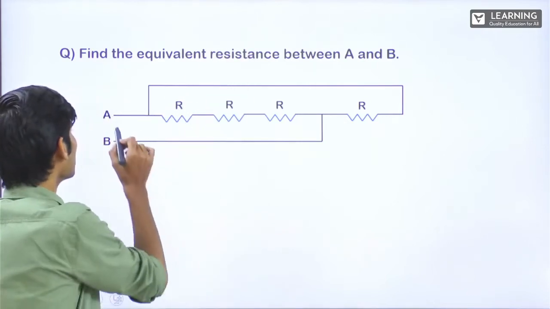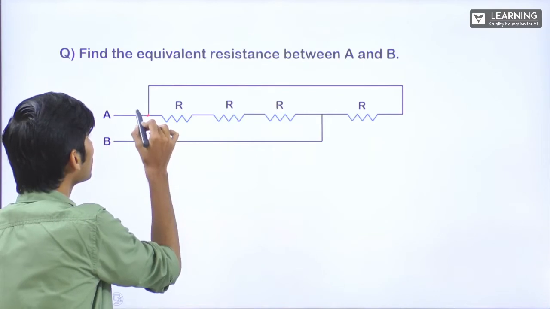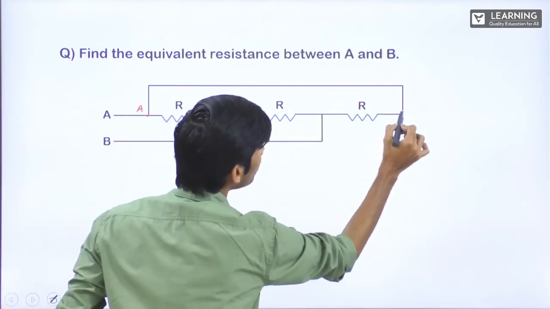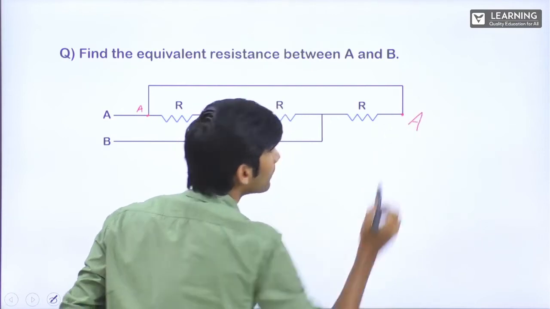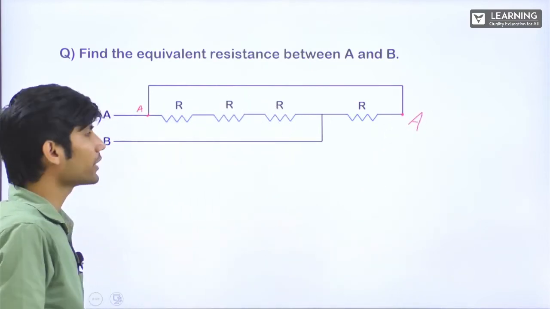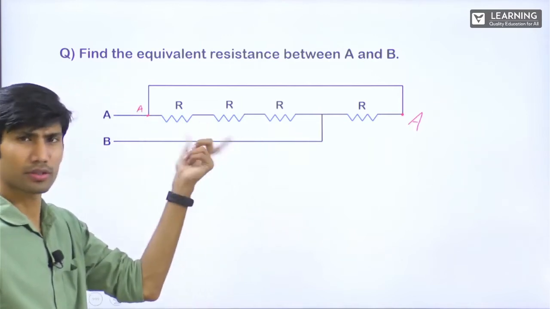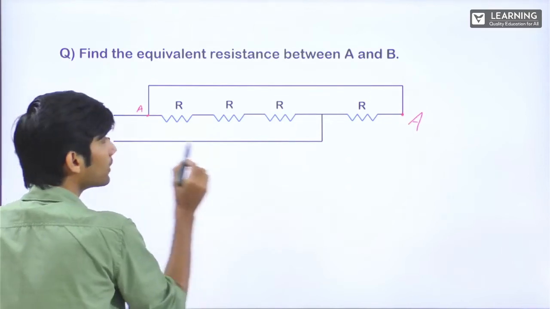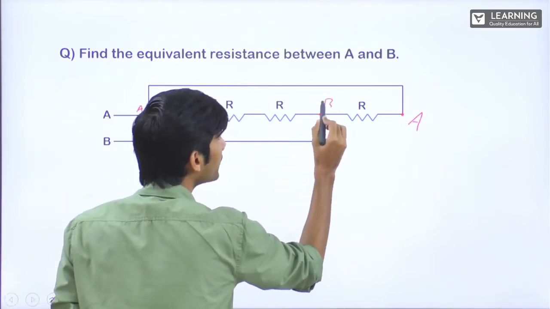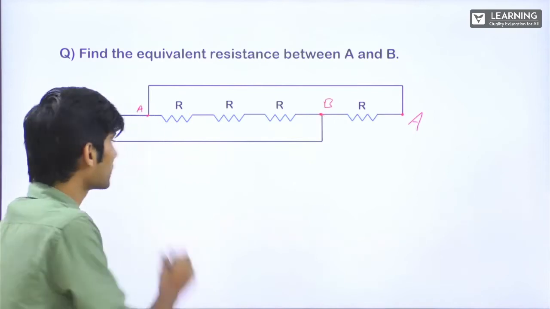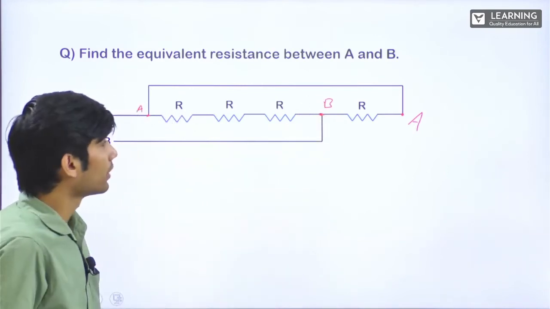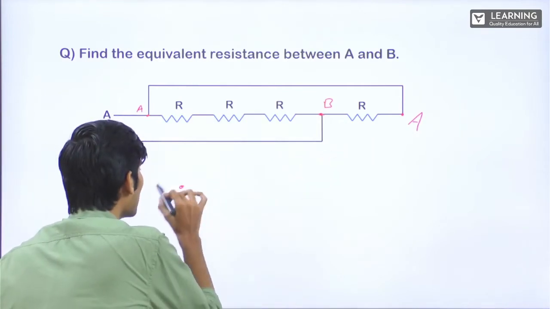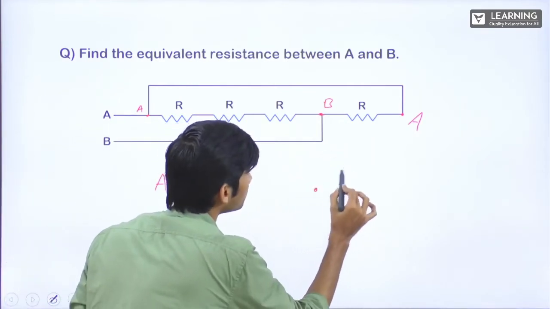See here, this point is at A, so this is also A. From here, this point will also be A. Correct? We just have to mark points across R resistors, right? This point will be A. This is B, so this point will also be at potential B, let's say. This point will be B. There is no other resistance here. Now see, there are total how many points? 2, A and B. So I'll mark A here, I'll mark B here.